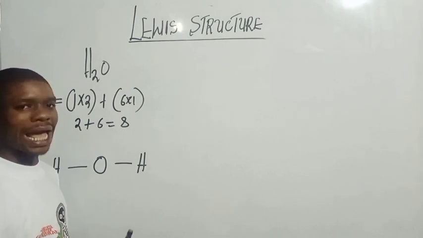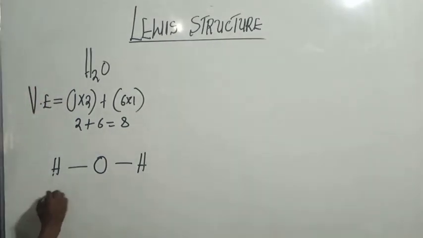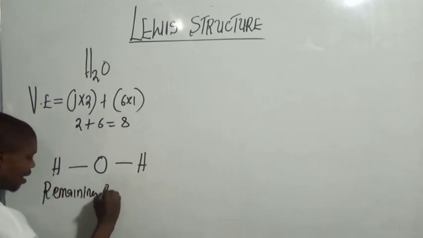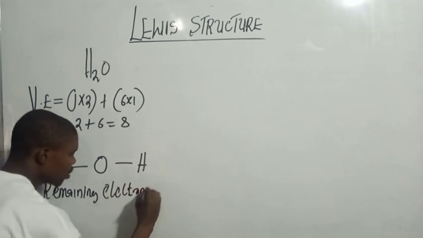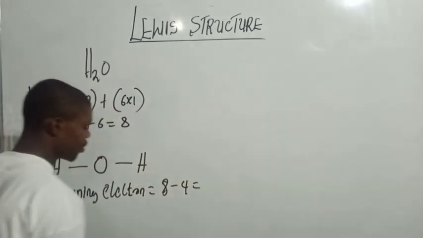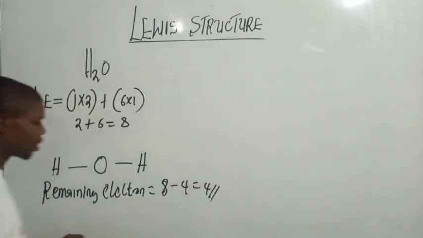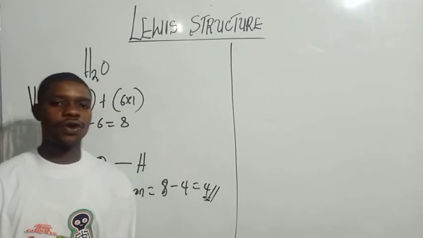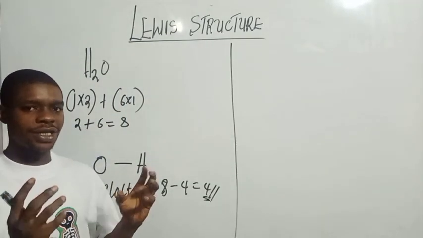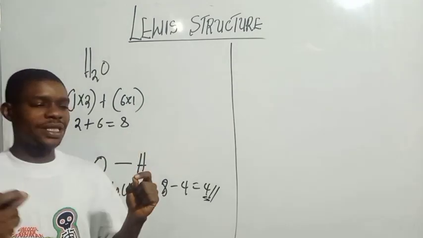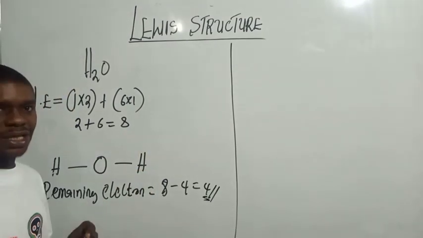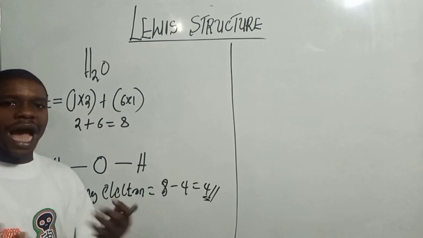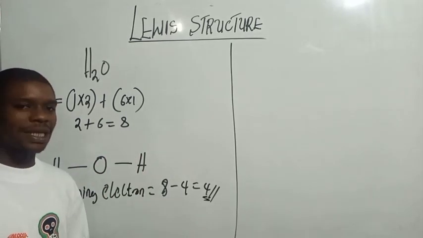So how many electrons will I have next? The remaining electrons are 8 minus 4, which gives 4. So this is my remaining electrons. The next thing you want to do: one of the concepts of Lewis structure is that all atoms must have their octets. The goal of the Lewis structure is that they should have octet electrons. And when I talk about an octet, I'm talking about 8 electrons in their atom's shell.